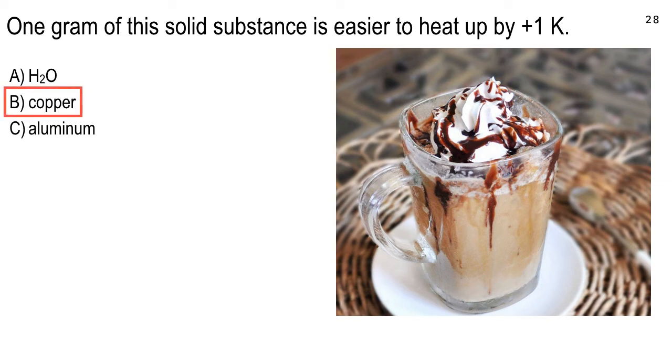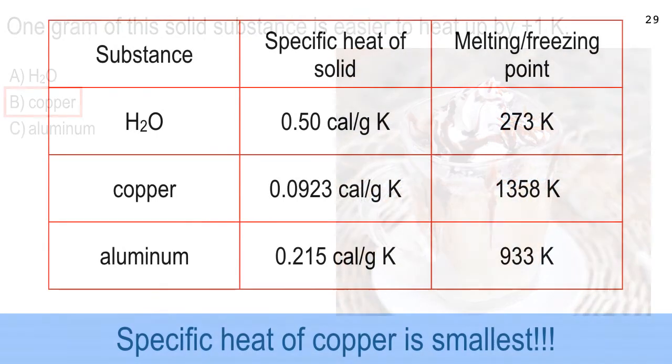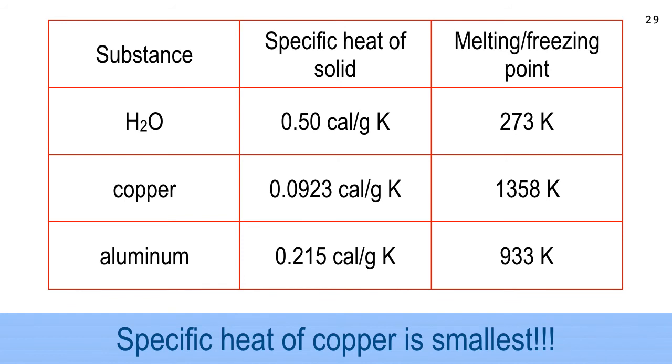Now, the correct one is copper. Now, why is that? Here's the reason, and go back to your notes. Copper is easier to heat up gram for gram because copper has the smallest of the specific heats in this middle column, 0.0923. So that means if you have a gram of copper, you just need 0.0923 calories to boost it up by a Kelvin. Whereas solid water, you need a half a calorie. And down here for aluminum, you need 0.215. So copper is the easiest one to heat up.